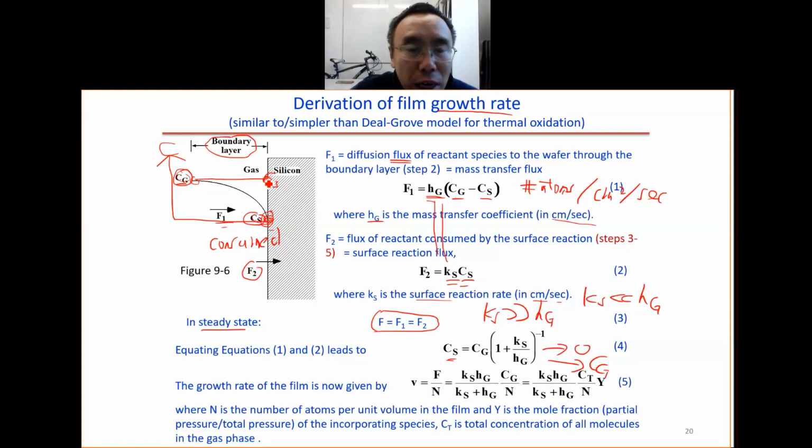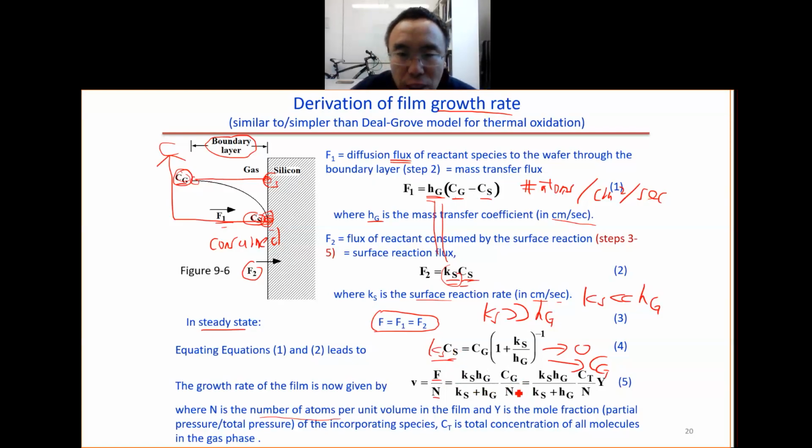If the chemical reaction on the surface is very slow, then the deposition rate is given by the flux divided by N, where N is the number of atoms per unit volume. The flux is given by Ks times Cs. Then you get this formula here, Ks times Cg over N.